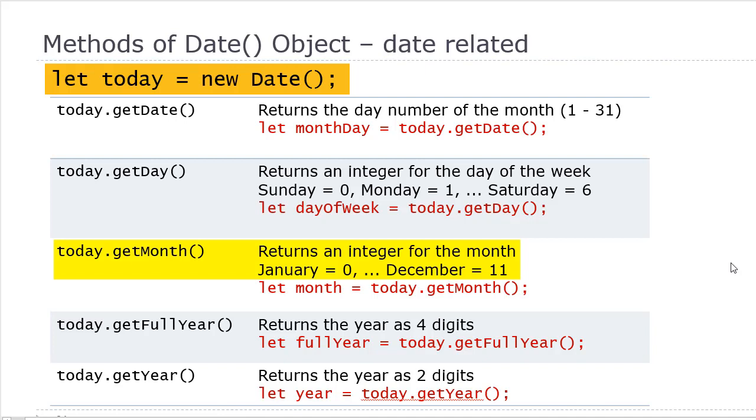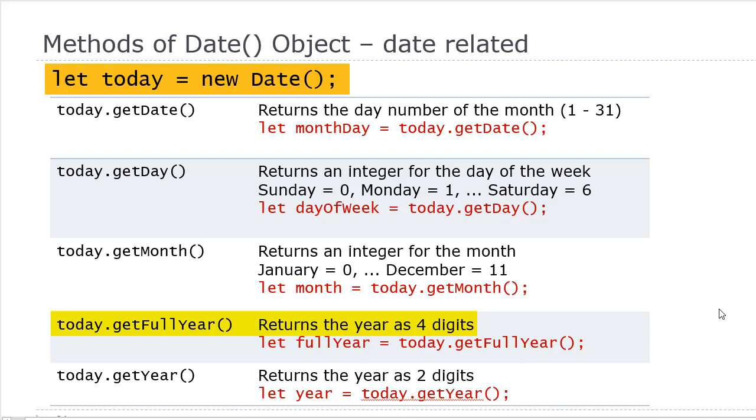We also have the getMonth method that returns an integer for the month, January being 0, December being 11. So we can use today.getMonth, store that value in a variable. That variable will hold a value from 0 to 11.